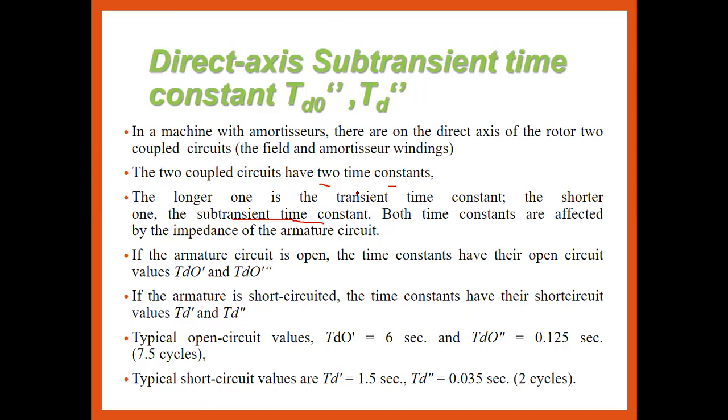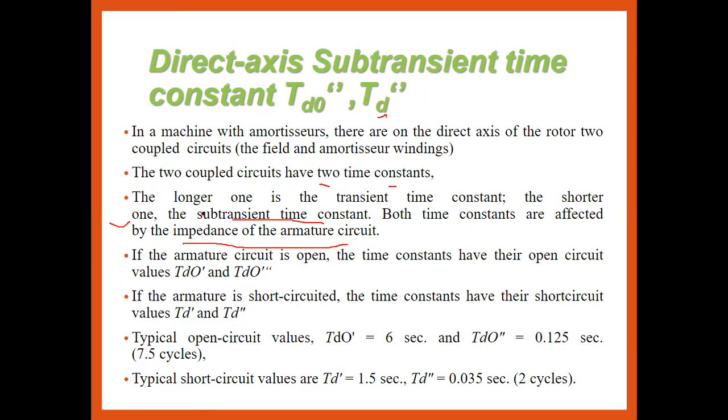The longer time constant is the transient condition, that is Td', and Td0'' is with reference to Td', and Td'' is with reference to the sub transient, but both time constants are generally affected by the impedance of the armature circuit. Most importantly, in the armature circuit or in the sub transient condition there are two axes, the direct axis and the quadrature axis.